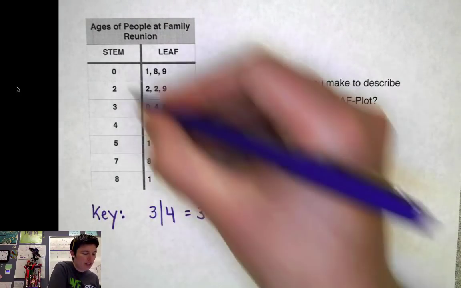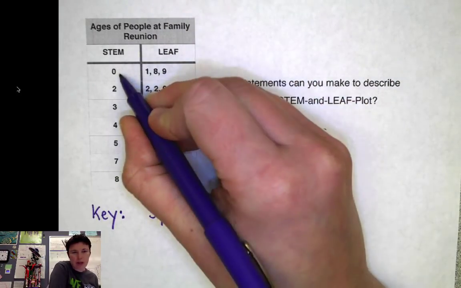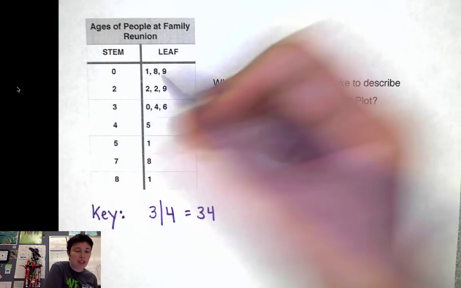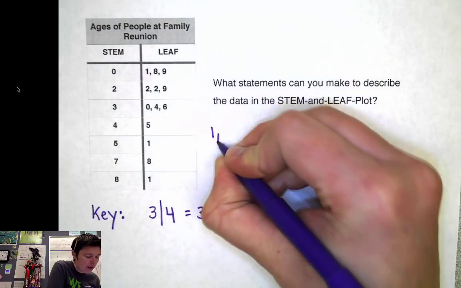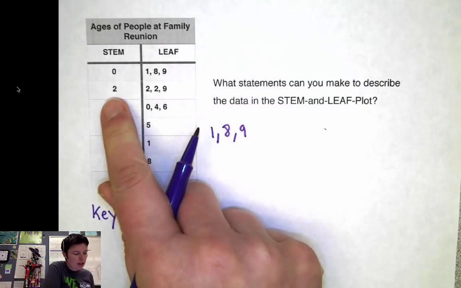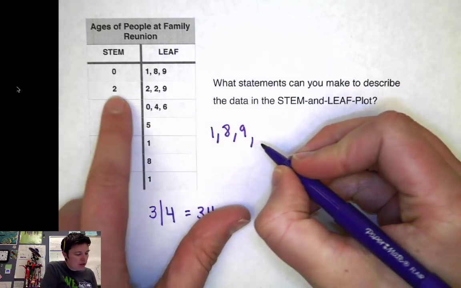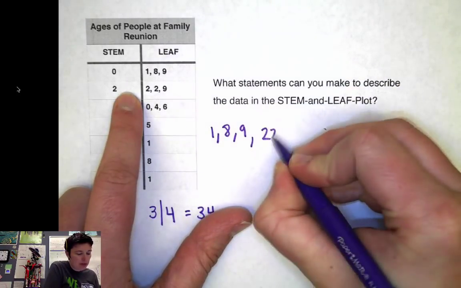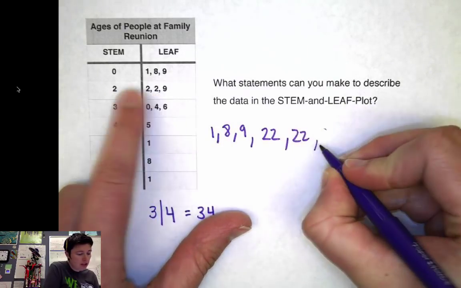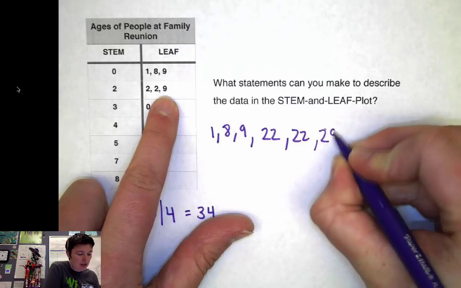So I'm going to organize these numbers starting at the top. Starting with the 0, we have a 1-year-old, an 8-year-old, and a 9-year-old at this family reunion. So 1, 8, and 9 are their ages. In the 2 category, we have, let's see, 2 | 2 means we have a 22-year-old. 2 | 2 means we have another 22-year-old. 2 | 9 means we have a 29-year-old.